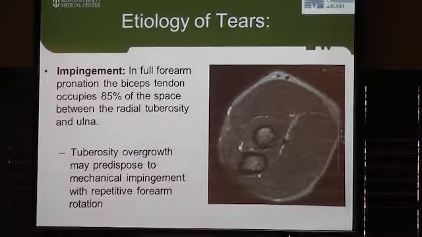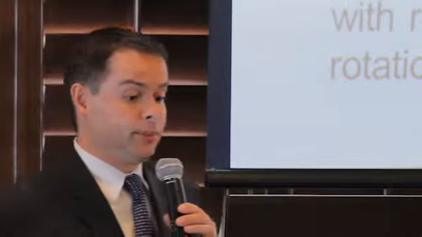So why do these tears occur in the first place? We talked about the mechanical impingements. Here's the tendon again. This is the same image as you saw before. In full pronation, it occupies 85% of the space. So if you have a weightlifter with an increasing tuberosity size or tendon size, there's not a whole lot of room left there. And again, you get that mechanical impingement, degeneration, and subsequent rupture.